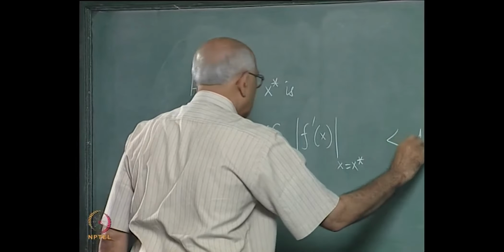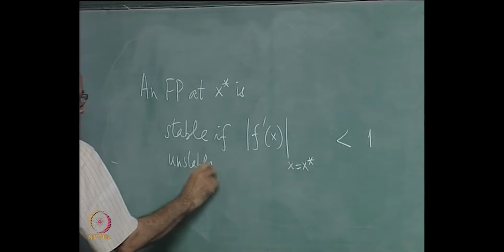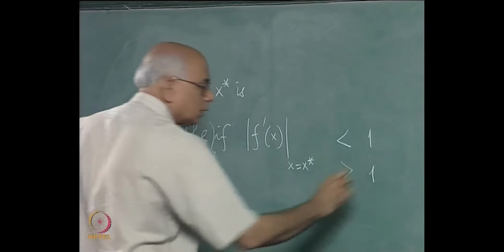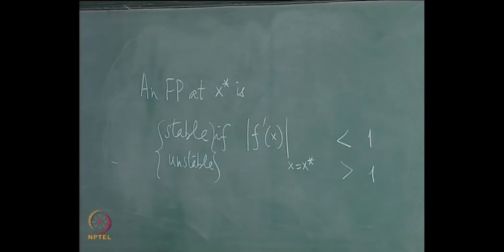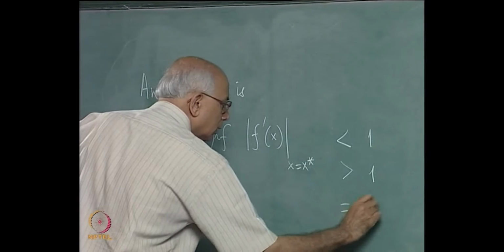is stable if the magnitude of the slope is less than unity, and it is unstable if it is greater than unity, and marginal if it is equal to unity.